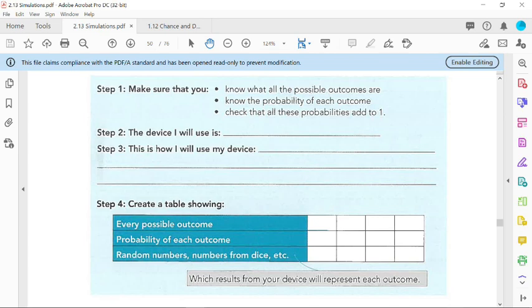This is how I will use my device. I know that I need 10 different numbers because the denominator of my fraction is a 10 or a 100 or whatever. State how many numbers you would need. So I will choose numbers from 1 to 100, and I need to do this trial 15 times, so I'll pick 15.